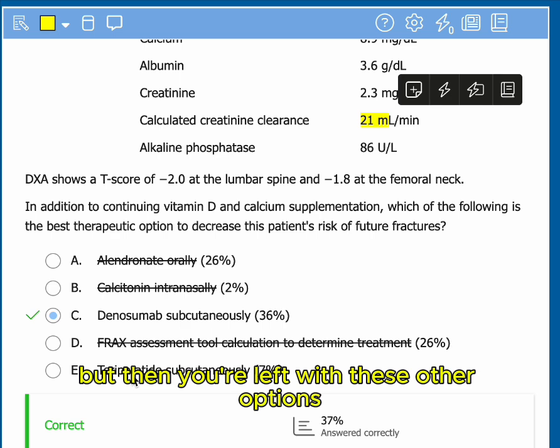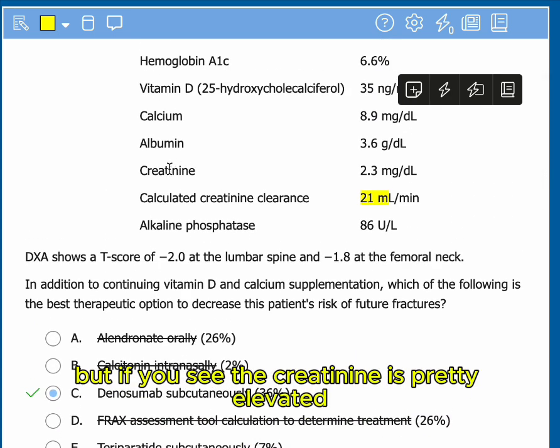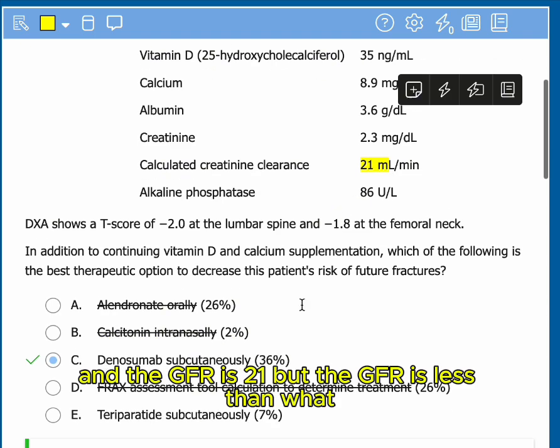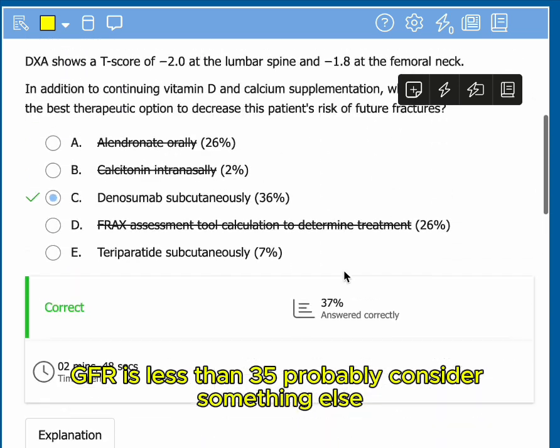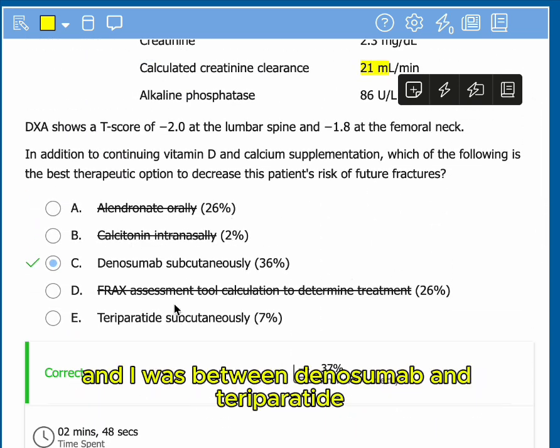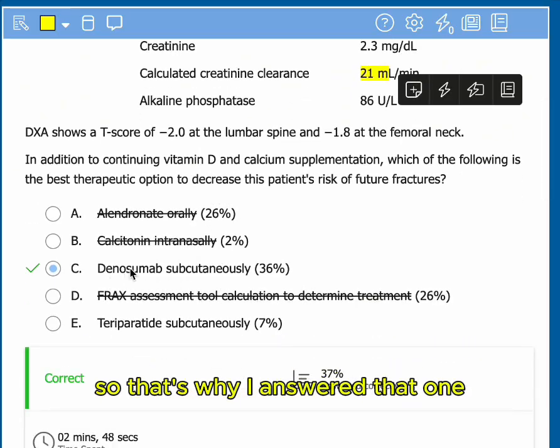But then you're left with these other options. Now you have to think about which one you can give. Usually bisphosphonate is the answer, but if you see the creatinine is pretty elevated and the GFR is 21. When the GFR is less than what? Let's see. To avoid esophagitis, oral or IV. GFR less than 35, probably consider something else. So this wasn't the answer, and I was between denosumab and teriparatide, but I remember that denosumab isn't excreted by the kidney, so that's why I answered that one.